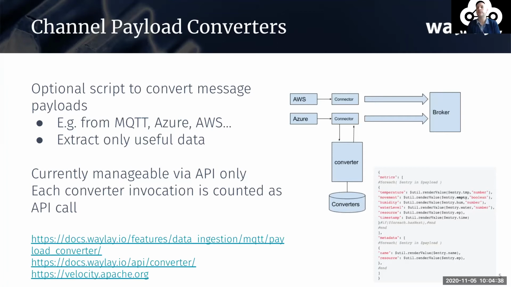So we now have an additional means of filtering and converting that payload into something that is useful for the rule engine. For that, we have introduced a channel payload converter that you can program via the API. So what does that mean?